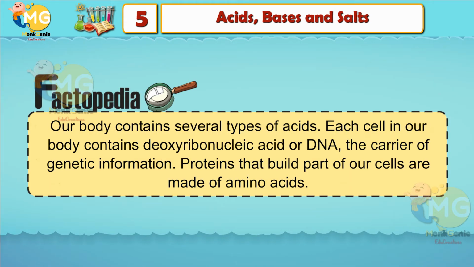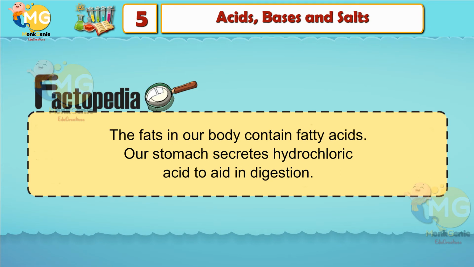Factopedia. Our body contains several types of acids. Each cell in our body contains deoxyribonucleic acid or DNA, the carrier of genetic information. Proteins that build part of our cells are made of amino acids. The fats in our body contain fatty acids. Our stomach secretes hydrochloric acid to aid in digestion.